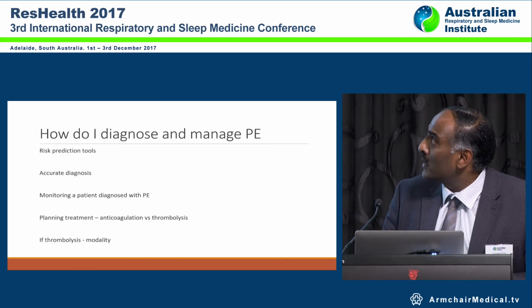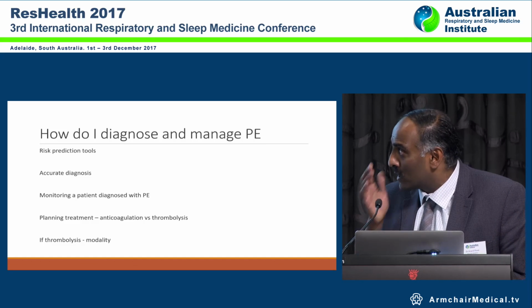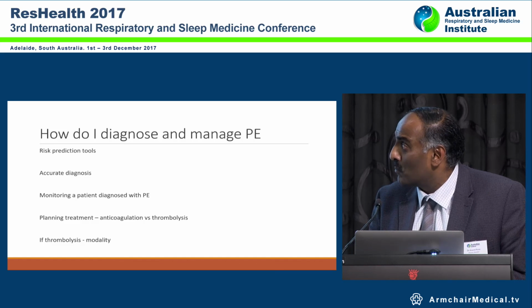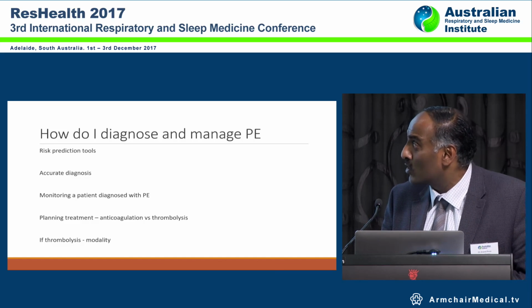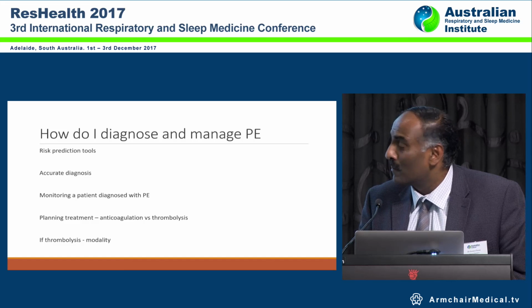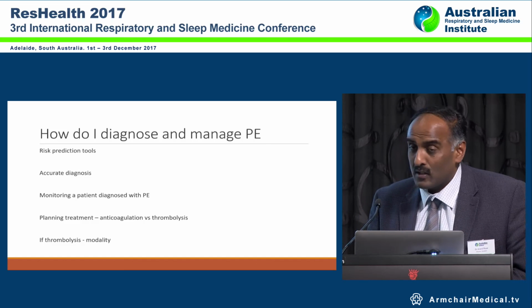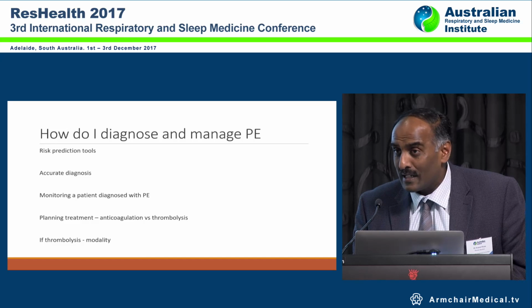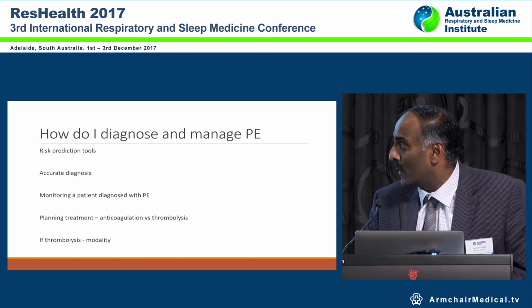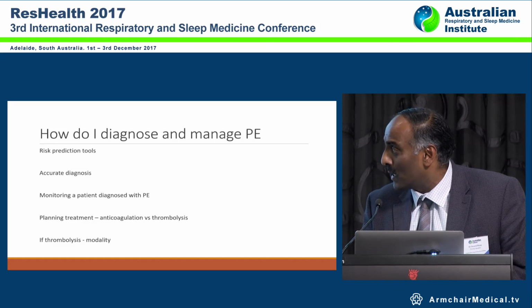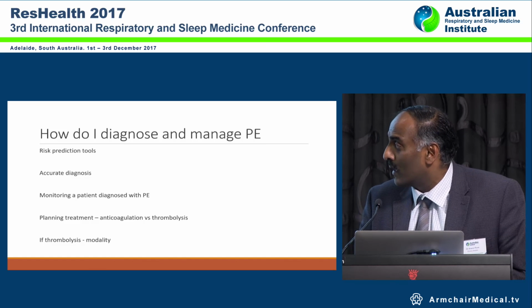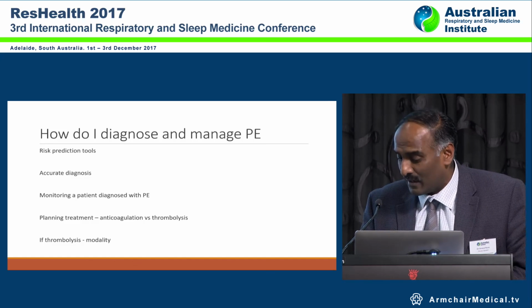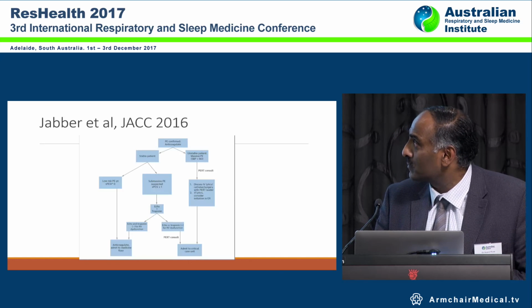So, how do I diagnose and manage PE? We've talked about risk prediction tools, accurate diagnosis, which is another topic altogether. Monitoring a patient diagnosed with PE is another issue. It's not just admission. Planning treatment with anticoagulation versus thrombolysis, which we have talked about. If thrombolysis, the modality, and there is a role for thrombolytics in submassive pulmonary embolism to be done with caution. It's not standard practice, and there is a role for catheter-directed intervention, particularly to minimize bleeding risk.